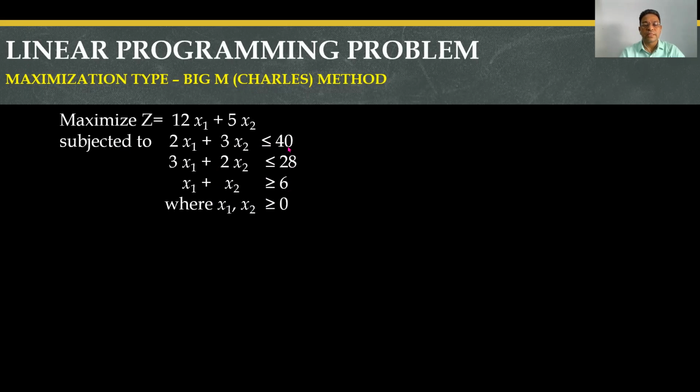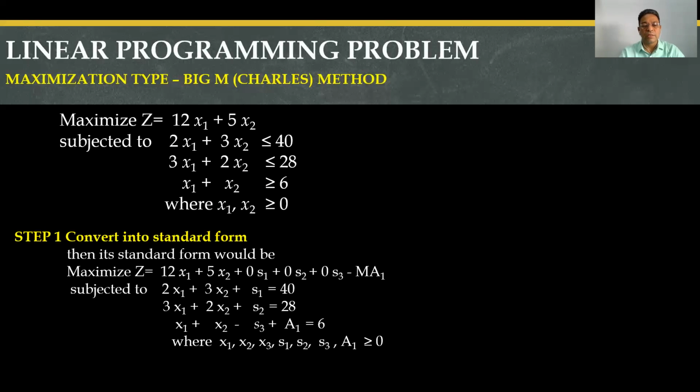The first two constraints are of less than or equal to type, so we'll add a slack variable in both cases, s1 and s2. The third constraint is of greater than or equal to type, so we'll have to subtract a surplus variable, because the left hand side is greater than the right hand side, so we have to subtract something from here. What we subtract is called the surplus variable.